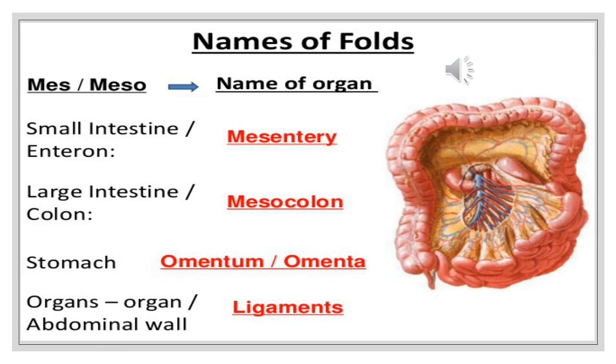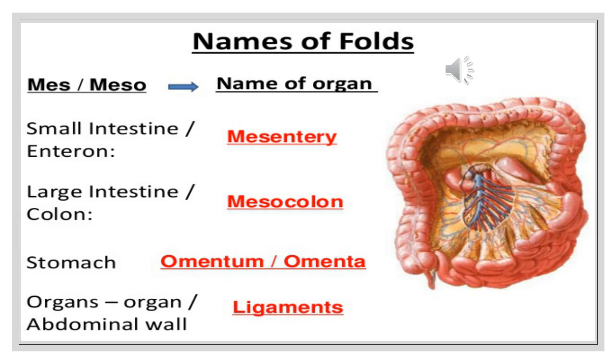Peritoneal folds are given various names. Usually, the prefix mes or meso is added followed by the name of the organ. For the small intestine or enteron, the prefix mes is added and we call it mesentery. Like that, the prefix meso is added to the fold that is related to the large intestine or colon, and we call it mesocolon. The peritoneal fold which suspends the stomach is called omentum. When it is singular, we call it omentum, which means a cover.